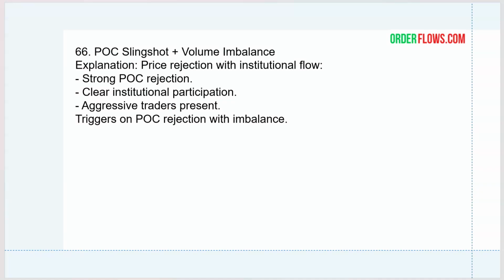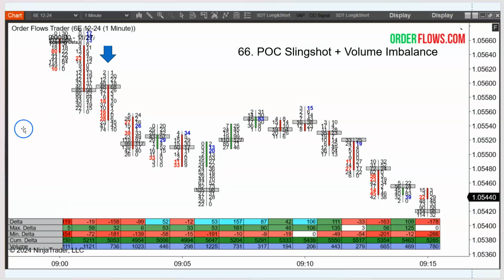Number 66 is the PLC slingshot plus volume imbalance, and the explanation is price rejection with institutional flow. What you have is strong PLC rejection, clear institutional participation, and aggressive traders are present. It's going to trigger on the point of control rejection with that imbalance.